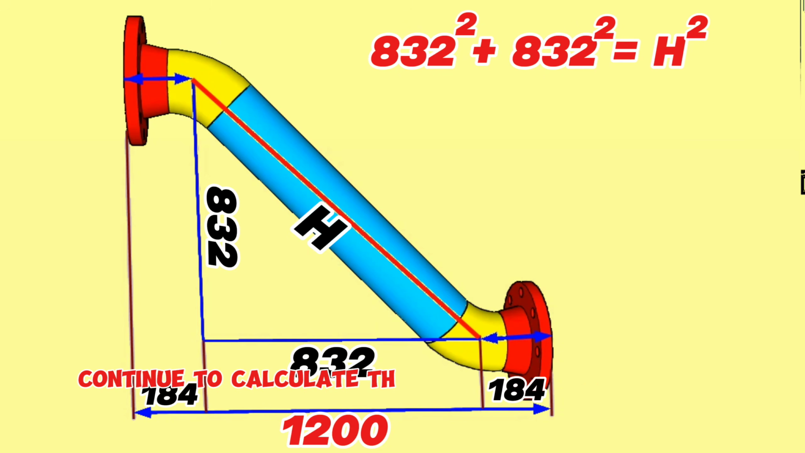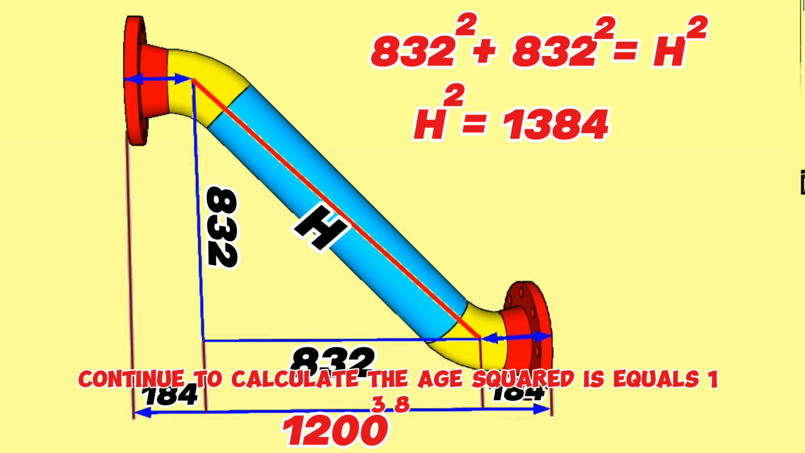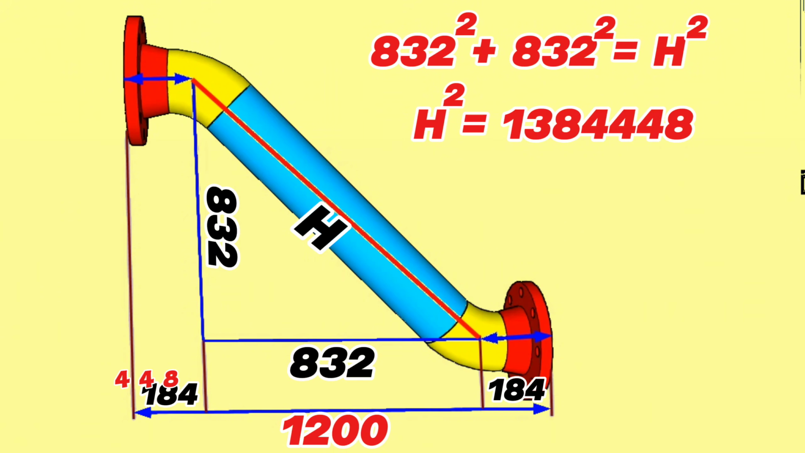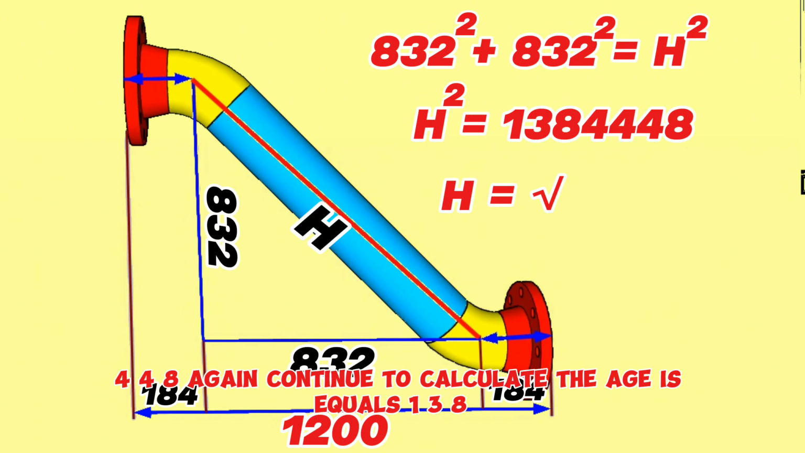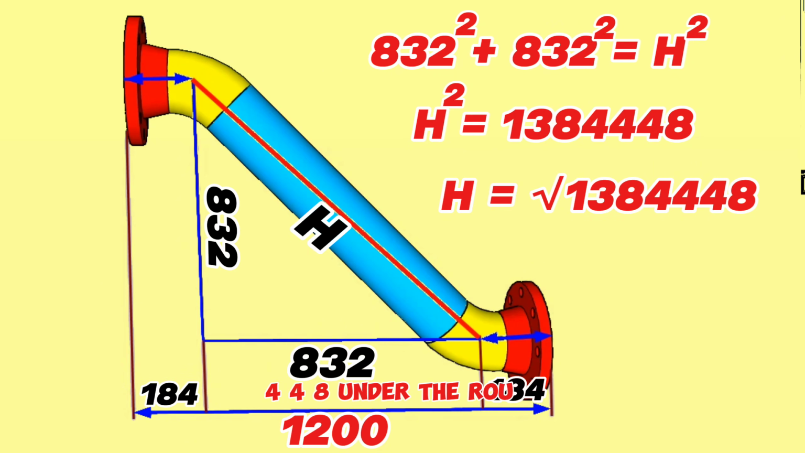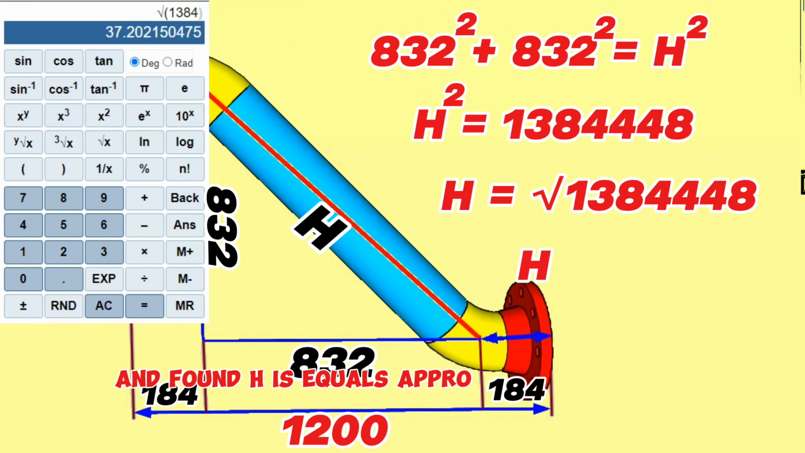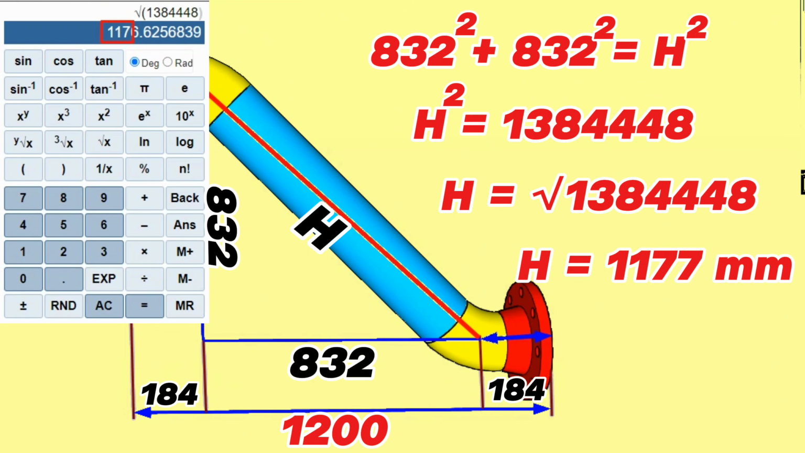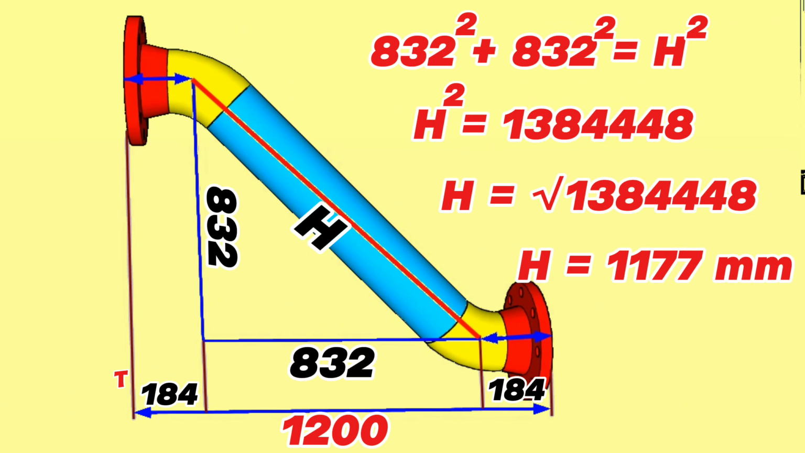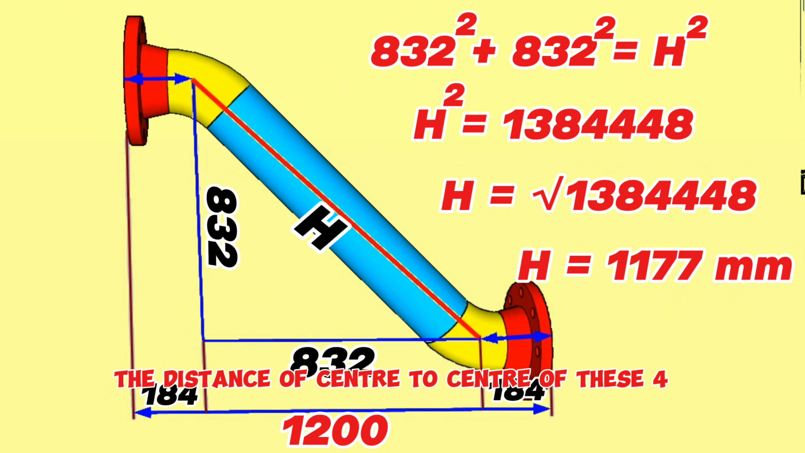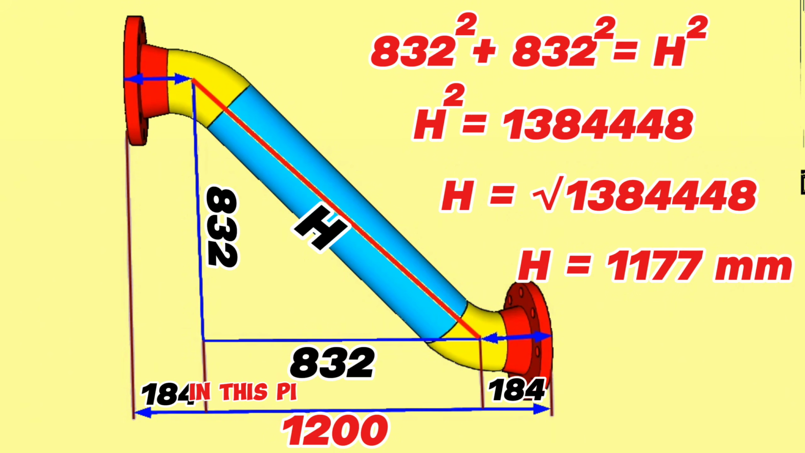Continuing the calculation, h squared is equal to 1,384,448. Again, continuing, h is equal to the square root of 1,384,448. At last, we will use a scientific calculator and find h is approximately equal to 1177 millimeters. So, we calculated and found the distance from center to center of these 45-degree elbows in this pipeline is 1177 millimeters.